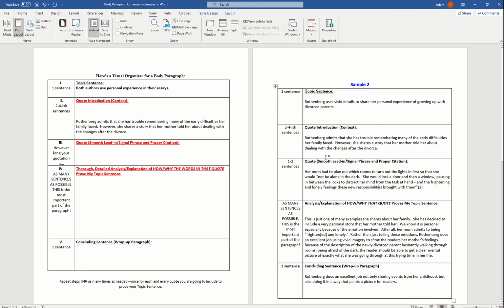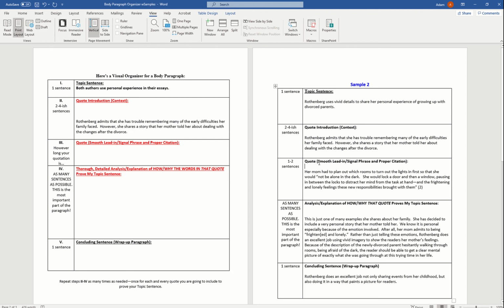So I need to give you context. I'm going to tell you this quote in a minute, but first I want to tell you: Rothenberg admits that she has trouble remembering many of the early difficulties her family faced. However, she shares a story that her mother told her about dealing with the changes after the divorce. Look, I set you up for what she's going to tell.